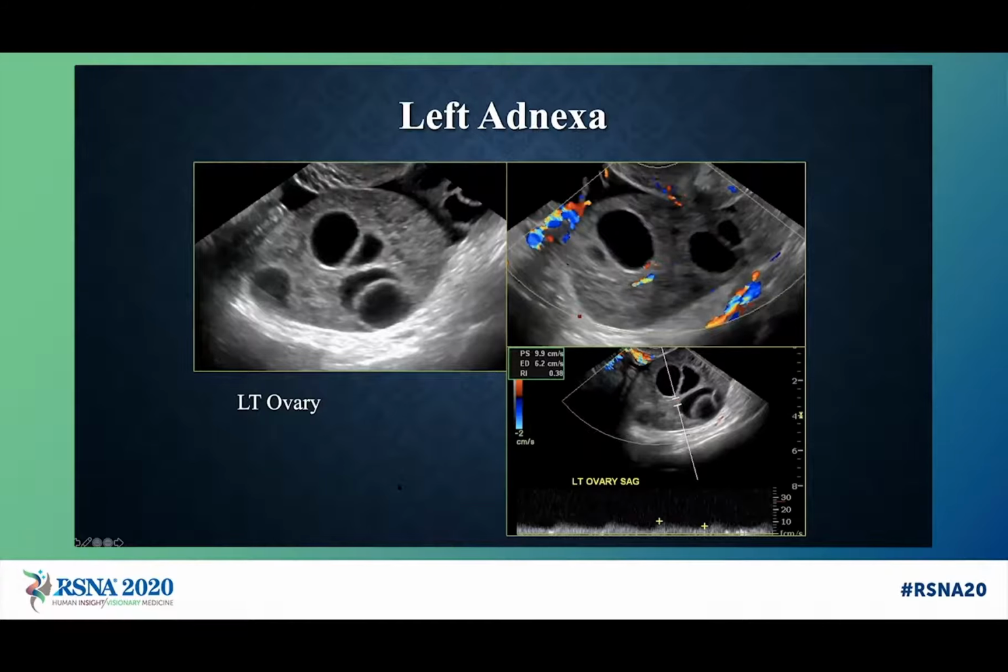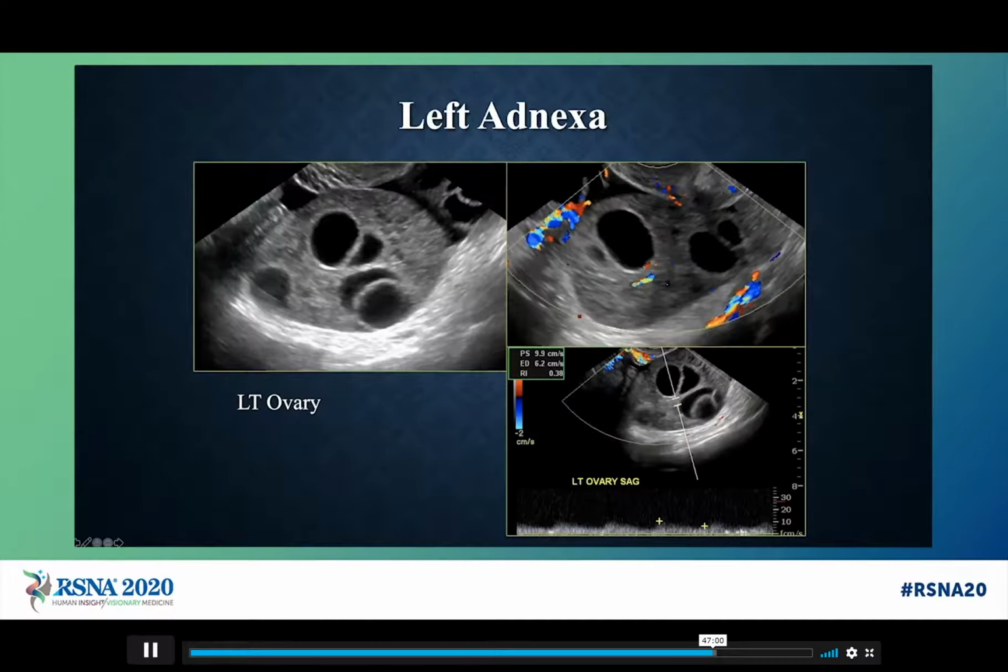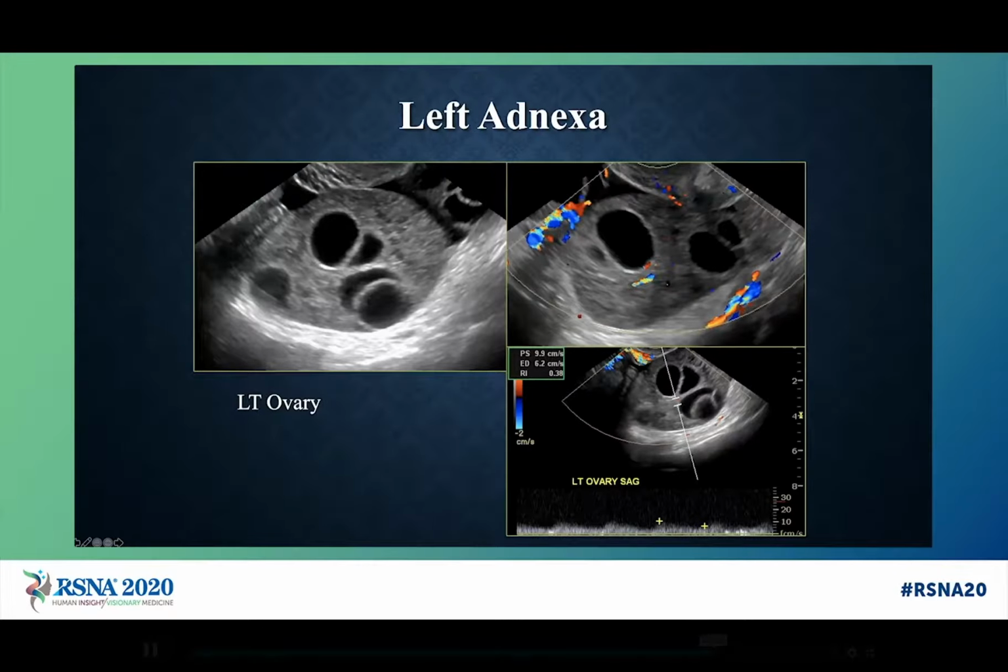Turning to the left adnexa, we now see the mass that we identified in the cul-de-sac is the left ovary with numerous follicles. The ovary is enlarged on the grayscale image, and we notice that there is internal vascularity when we turn on color Doppler. Pulse Doppler interrogation demonstrates arterial flow without venous flow.